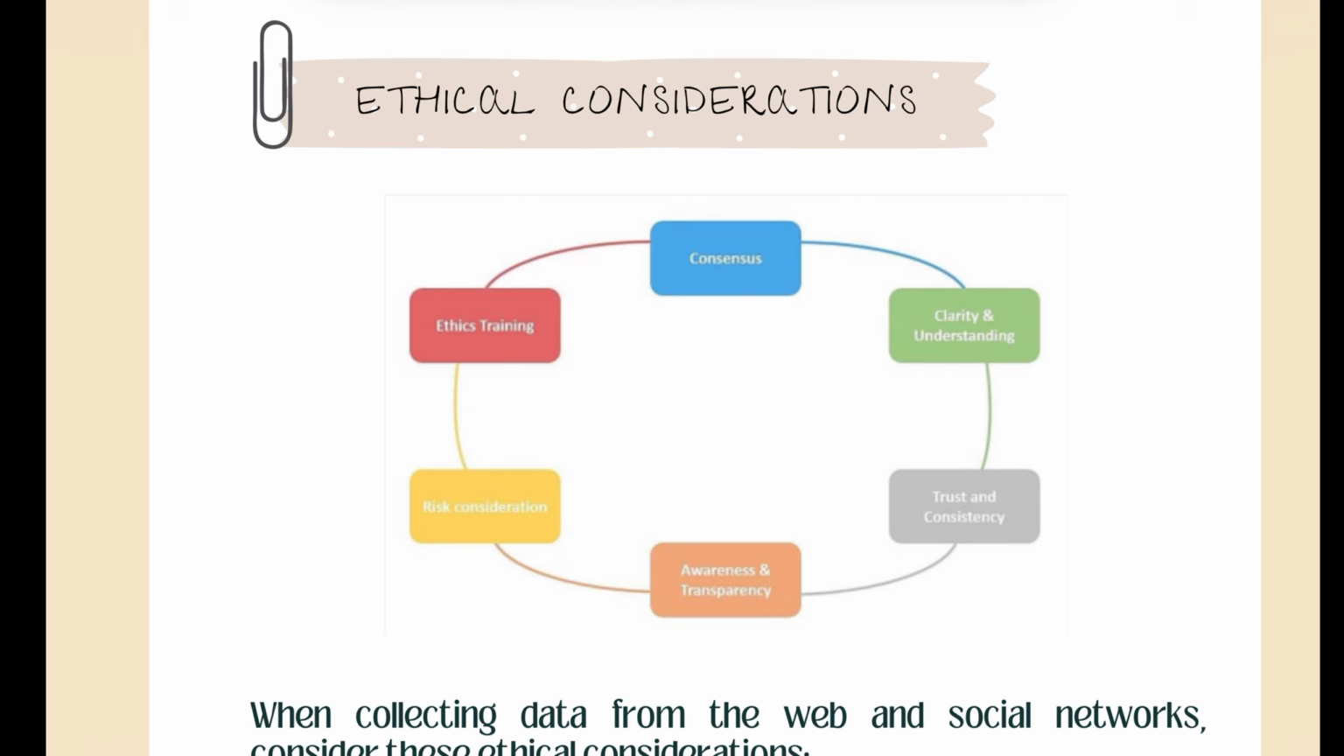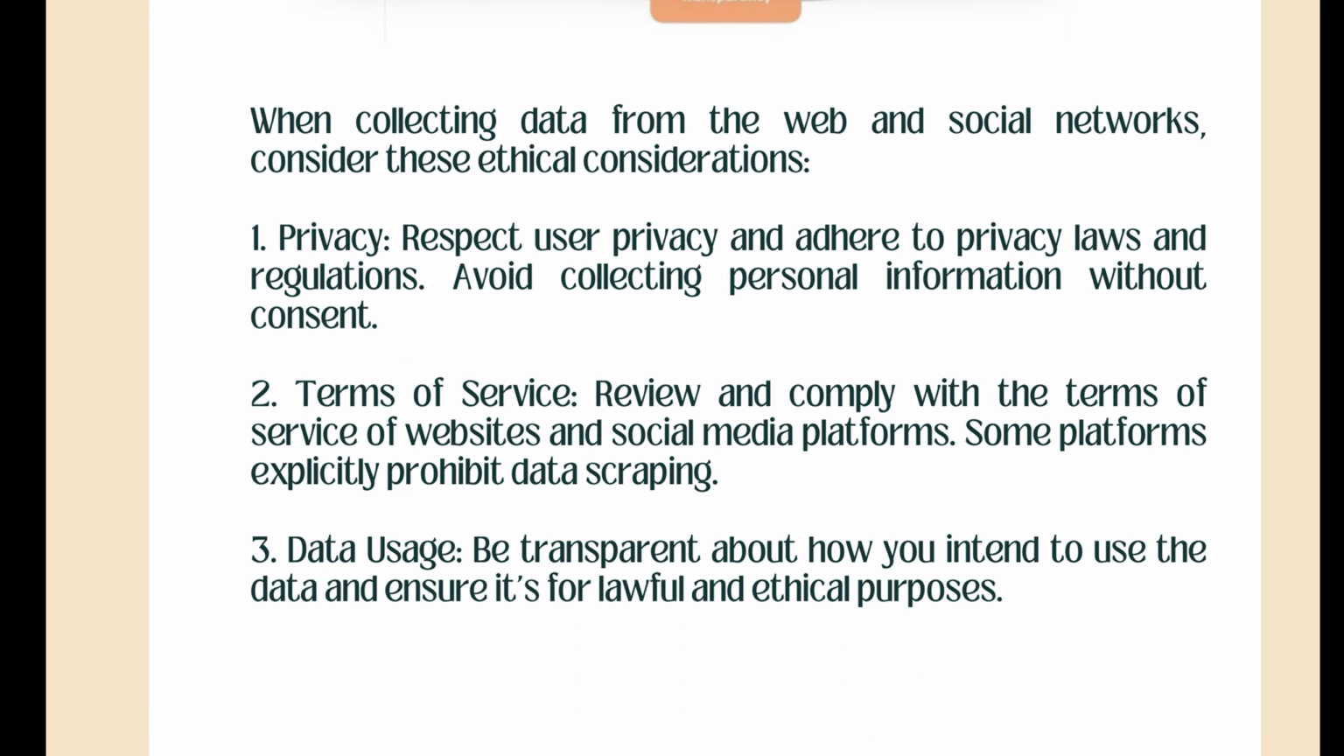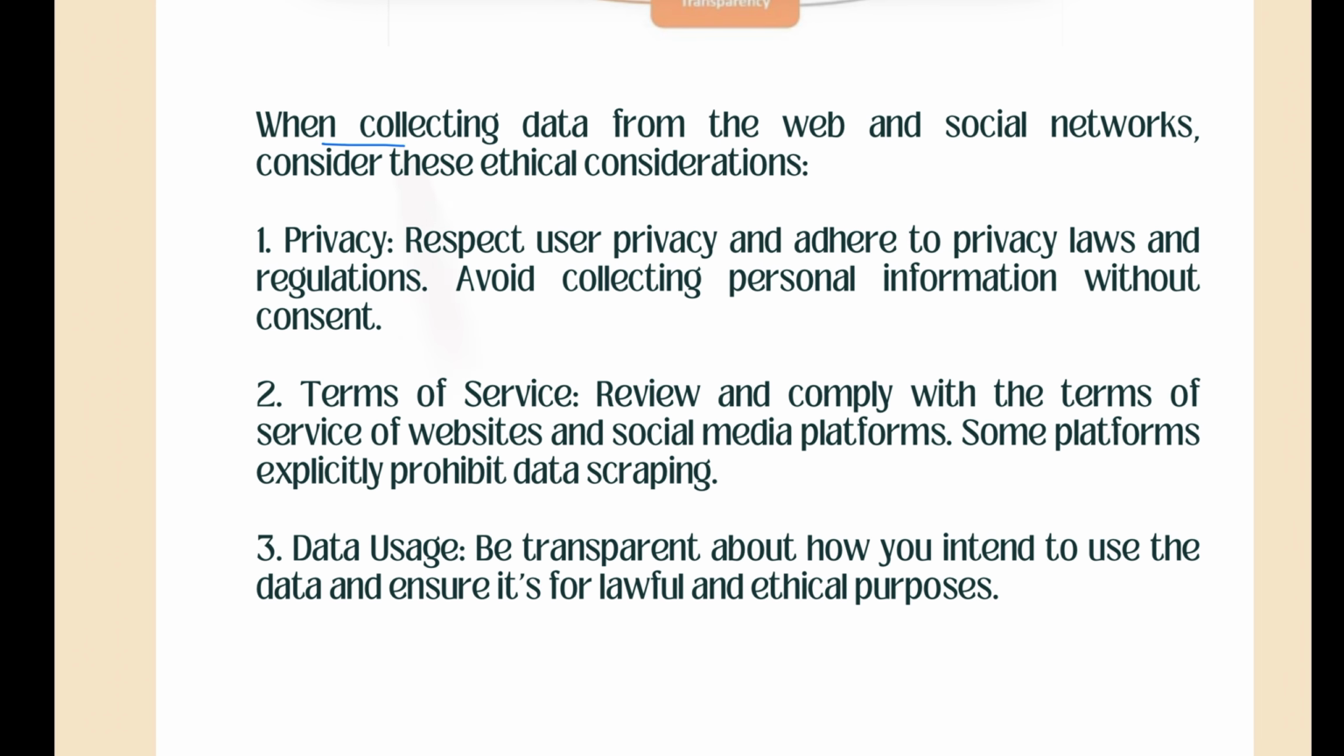Moving on to the next. Next is ethical considerations. The data scraping is done, the document object model is done. The next is ethical considerations, which includes seven things. So I'm first telling you the things. When collecting data from the web and social networks, consider these ethical considerations.